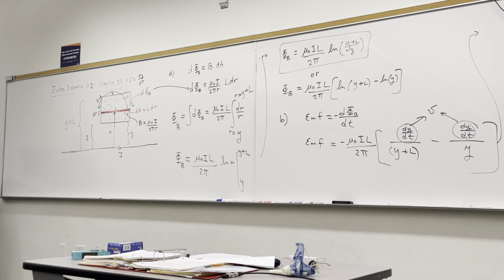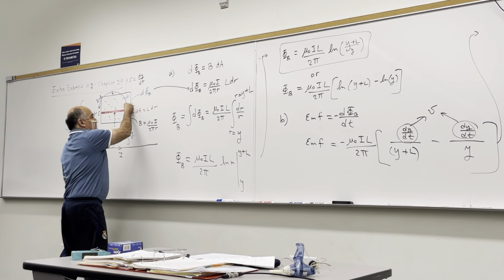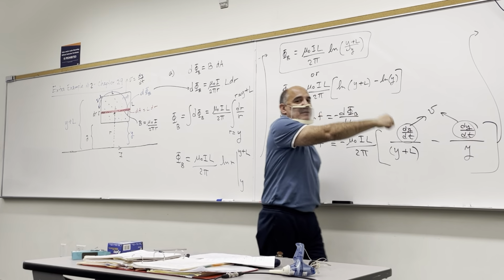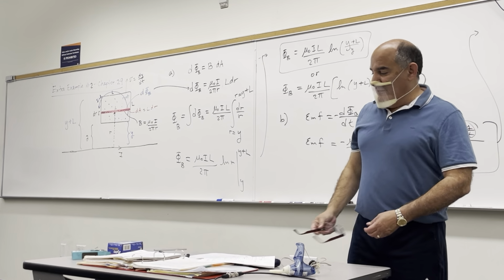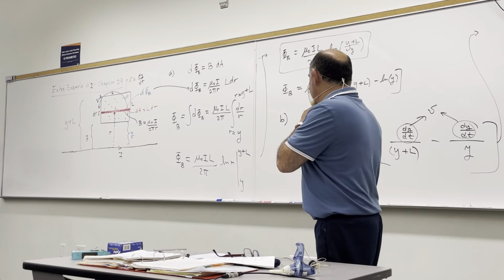Last question. What if the loop is pulled to the right at speed v? Suppose I grab this loop and I pull it to the right at speed v. What will be the induced EMF? It'll stay the same.